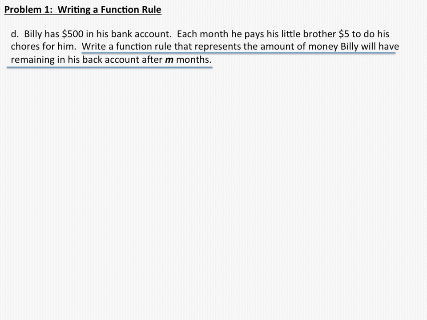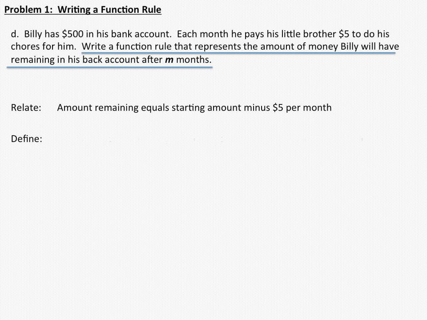Alright, the function rule represents the amount of money Billy will have remaining in his bank account after m months. So his remaining amount is the starting amount minus $5 each month. A is the amount remaining and m is the number of months. You can pick any letters you want, any variables you want.